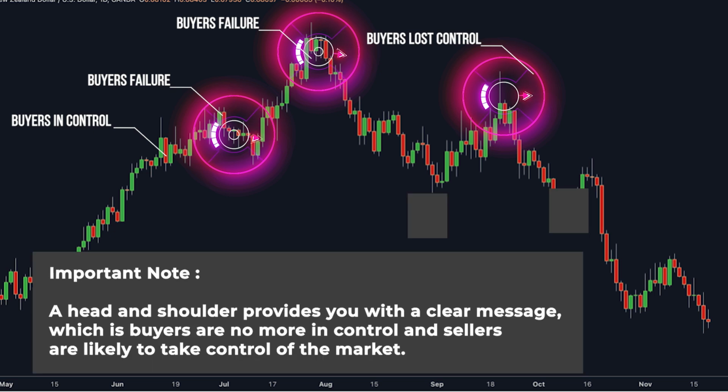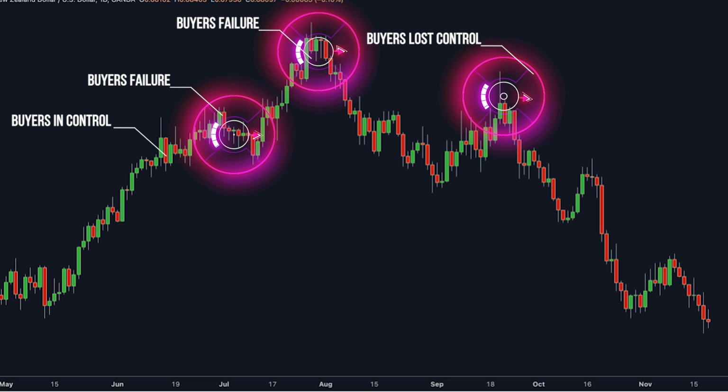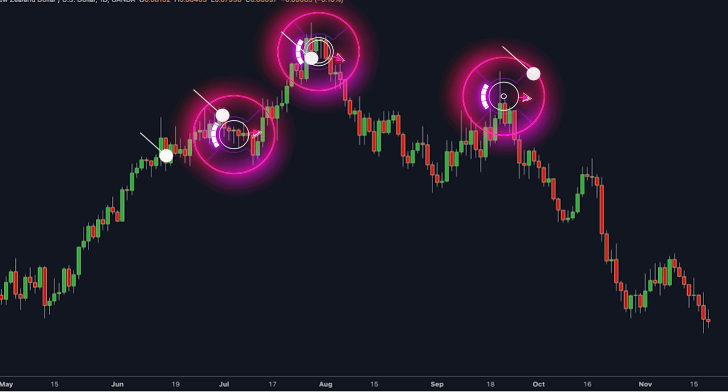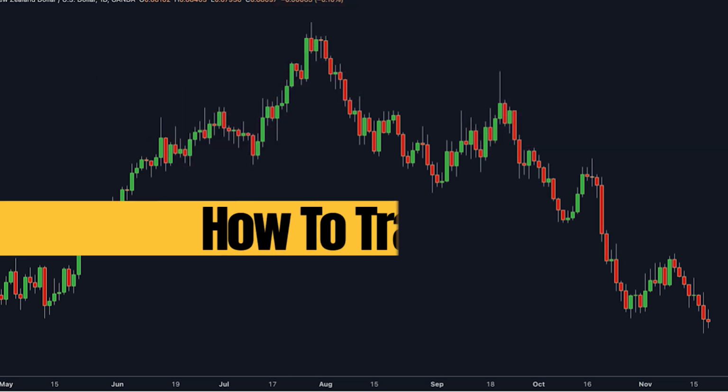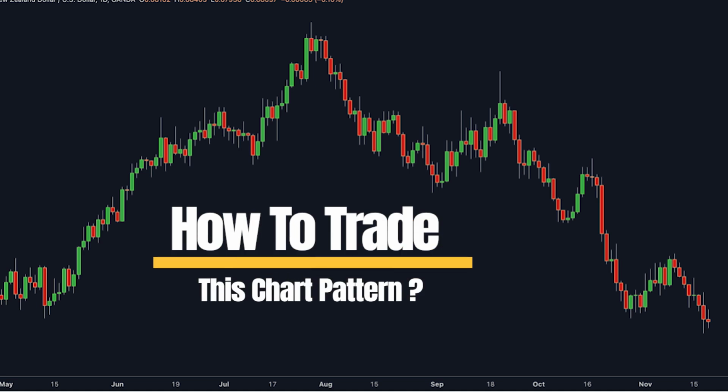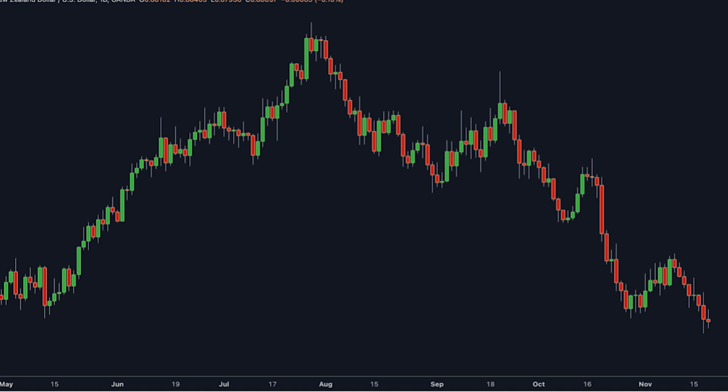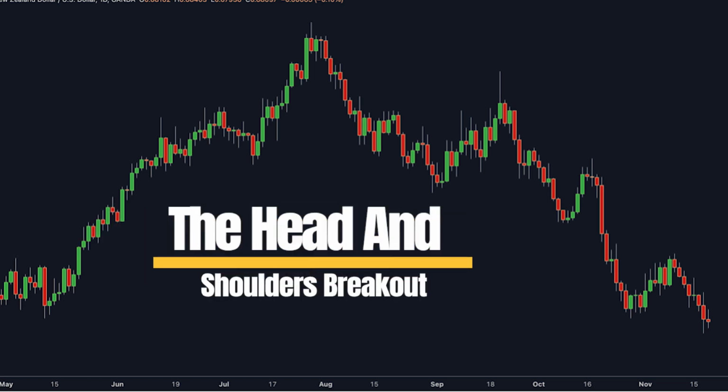Remember, a head and shoulder provides you with a clear message, which is buyers are no more in control and sellers are likely to take control of the market. So you have to prepare yourself for a downtrend, or at least a move downwards. Okay, so how to trade this chart pattern? There are 2 ways of trading the chart pattern. Let's start by the most known one among traders: the head and shoulders breakout.